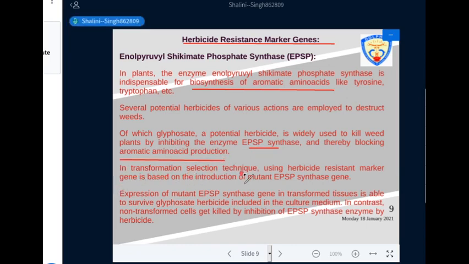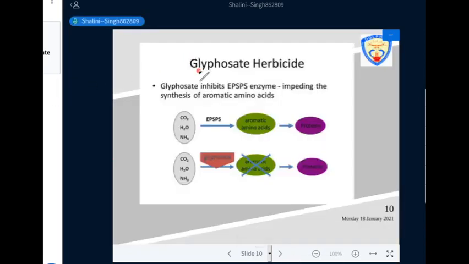In transformation, selection using herbicide resistant marker genes is based on the introduction of a mutant EPSPS gene. Expression of this mutant EPSPS gene in transformed tissue is able to survive the glyphosate herbicide included in the culture medium. In contrast, non-transformed cells get killed by the inhibition of EPSPS by the herbicide. Glyphosate inhibits the EPSPS enzyme, impeding the synthesis of aromatic amino acids.